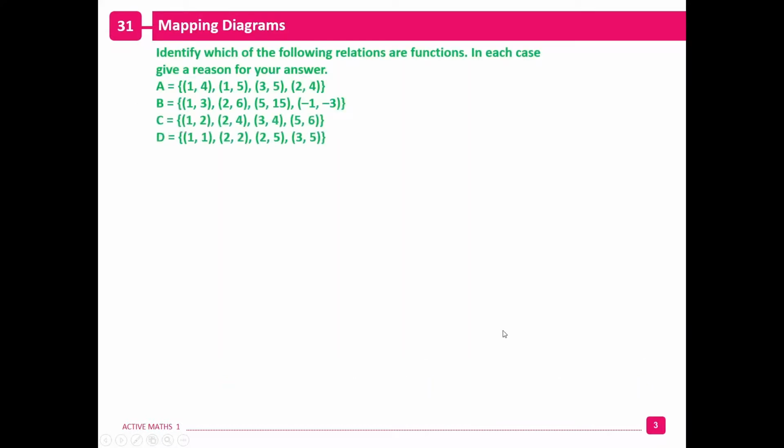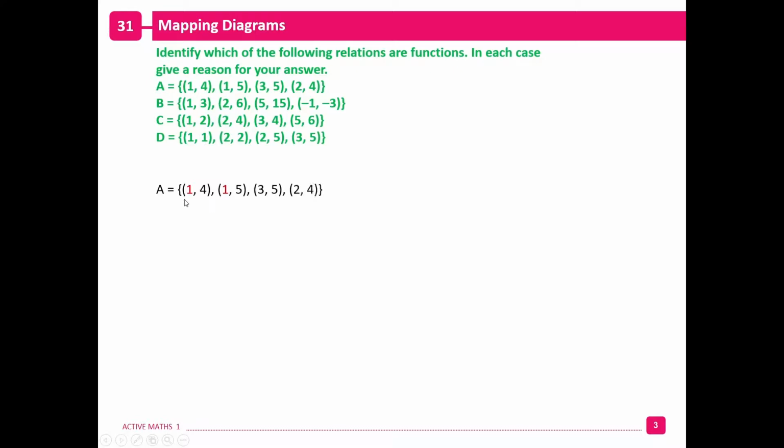Let's look at a more difficult question. This time we haven't got the mapping diagrams drawn for us, so we have to decide whether they're functions based on the couples or ordered pairs. If you recall in the last video, we learnt that the couples or ordered pairs are the set of all inputs at the start of a bracket, separated with a comma from their outputs at the end of the bracket.